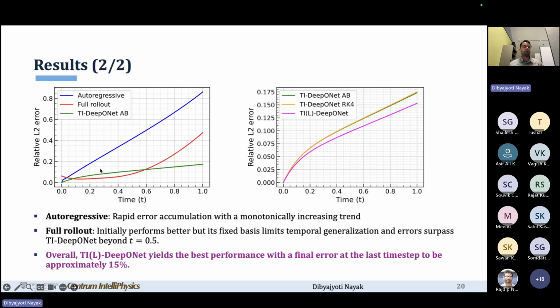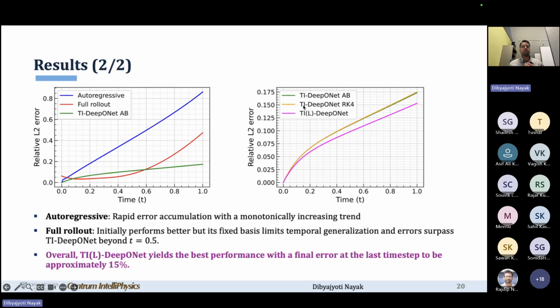Moving on to the relative error plots, here you can see autoregressive blows up, there's a rapid error accumulation, and there is a monotonically increasing trend. Full rollout, we would say that initially it does perform better, but since it learns a fixed basis, like it learns a set of fixed basis functions and coefficients, which are basically tailored to the training temporal domain, right? This limits temporal generalization, and these basis functions are not sufficient to represent the solution states in the extrapolation domain. And this is what you can see, beyond a certain time point, the TI-DeepONet edges ahead and does perform better than the full rollout.